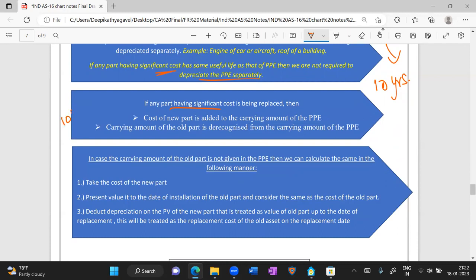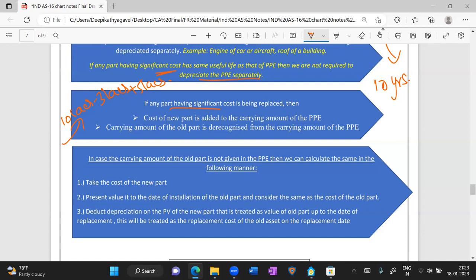Let's say a very simple example. 10 lakhs is the amount of the car. In this 10 lakhs, 3 lakhs pertains to the cost of the engine, which is the old engine. So this 3 lakhs, the standard says de-recognize it, reduce it from the cost of the asset, and the new engine you have purchased for 5 lakhs, add that new engine's cost to the cost of the asset. So the standard says, in case the significant part is being replaced, the new part's cost will be added to the carrying amount of the asset, and the old part's cost will be de-recognized from the carrying amount of the asset.